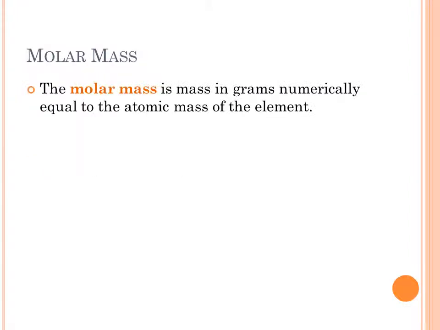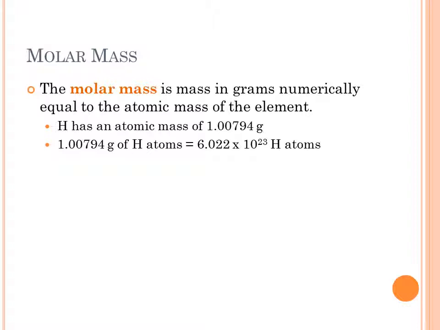The molar mass of an element is going to be the atomic weight or atomic mass of the element in grams per mole. For example, hydrogen has an atomic weight of 1.00794 grams. That is, that number of grams of hydrogen atoms would equal 6.022 times 10 to the 23rd hydrogen atoms.